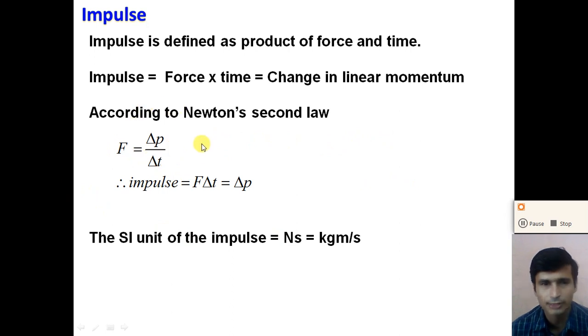So from this equation, if you calculate the impulse, impulse is equal to F delta T. The product of the force and the time for which the force is acting on the body is called the impulse. So impulse is equal to F into delta T is equal to delta P. So here the impulse of the force is equal to the change in the linear momentum, right? So the linear momentum of the body changes as per the force acting on the body and at what time the force is exerted on the body.